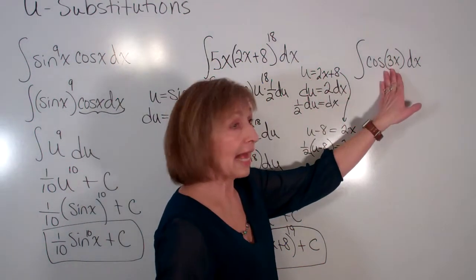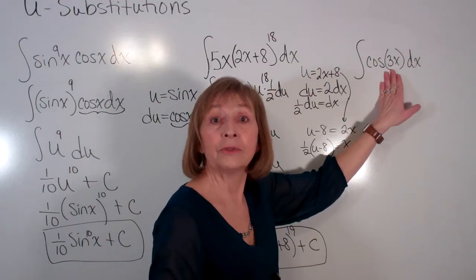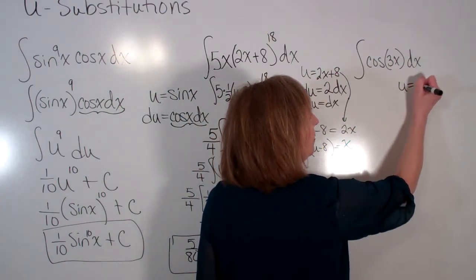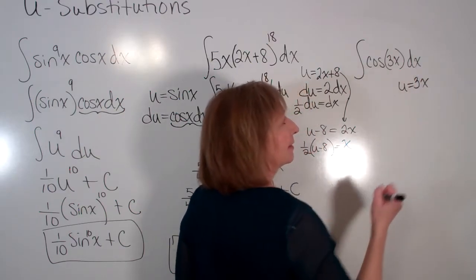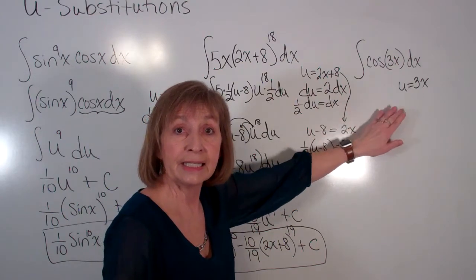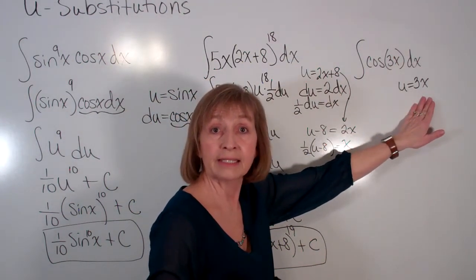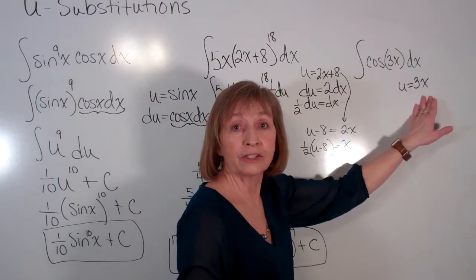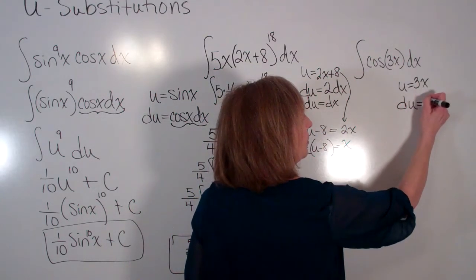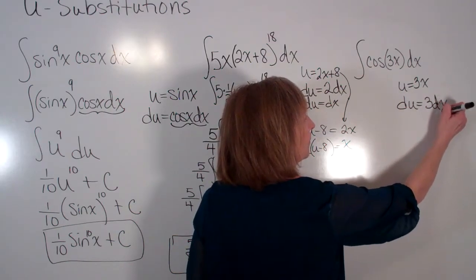So cosine's acting on 3x, we're going to let u represent what's being acted on. So we have u is equal to 3x. Then look at the differential. du is equal to, well, the derivative of 3x is 3, but it's the differential, so 3 dx. So du is equal to 3 dx.